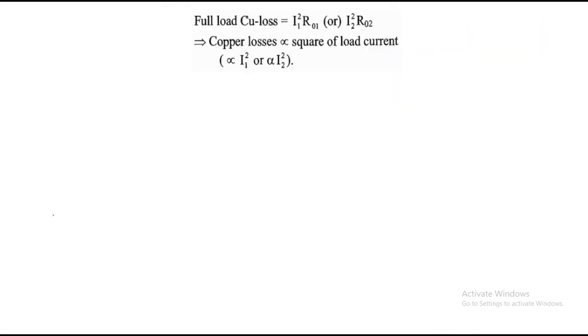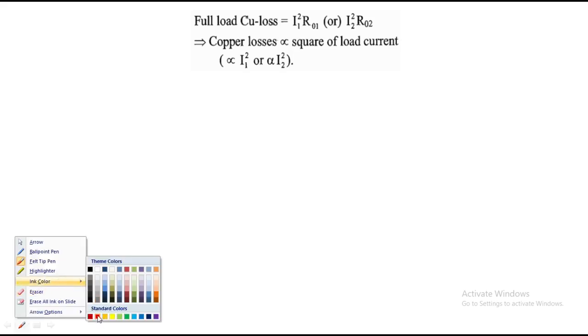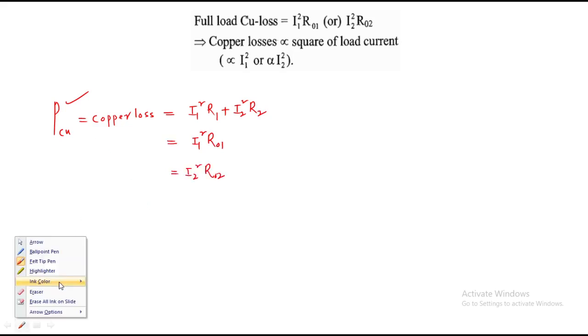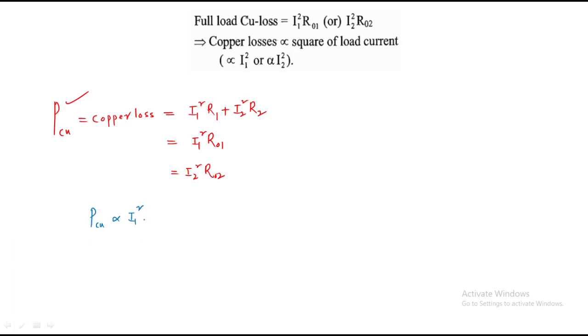So what is the formula of full load copper losses? PCU is nothing but copper loss. That's why you can represent it with PCU. So what is the formula? I1 square R1 plus I2 square R2, which is equal to I1 square into R01, which is equal to I2 square into R02. So from this, PCU is proportional to what? Copper loss is proportional to I1 square or I2 square.